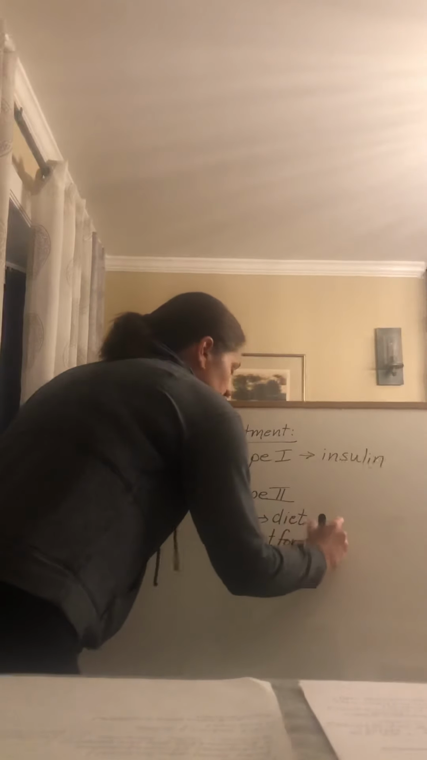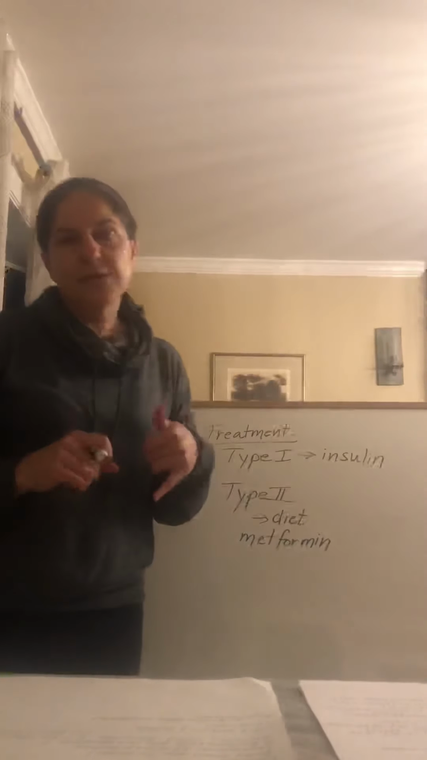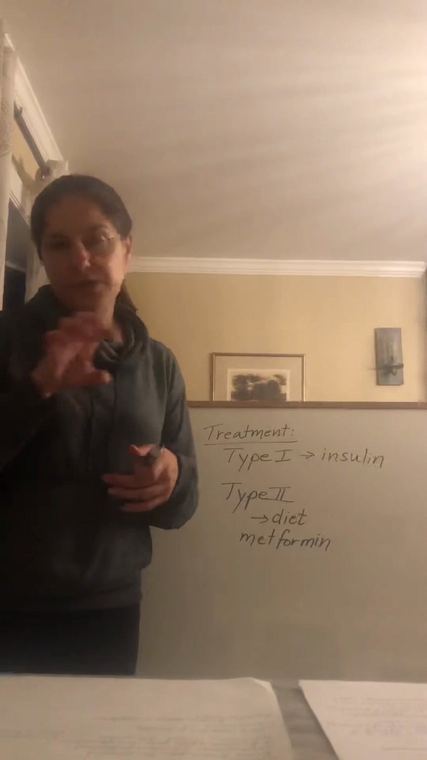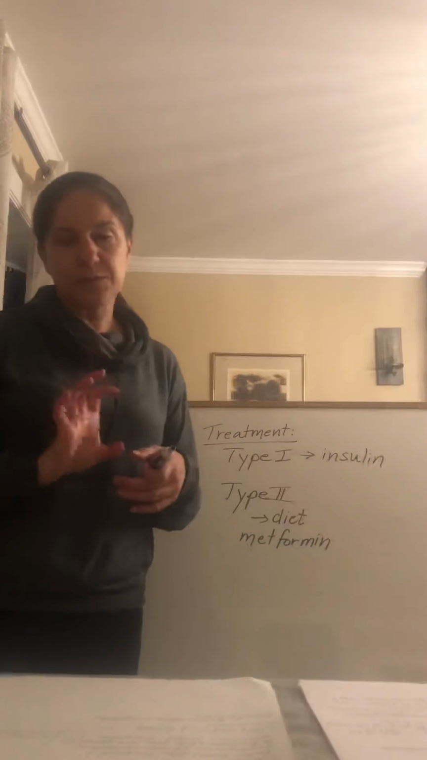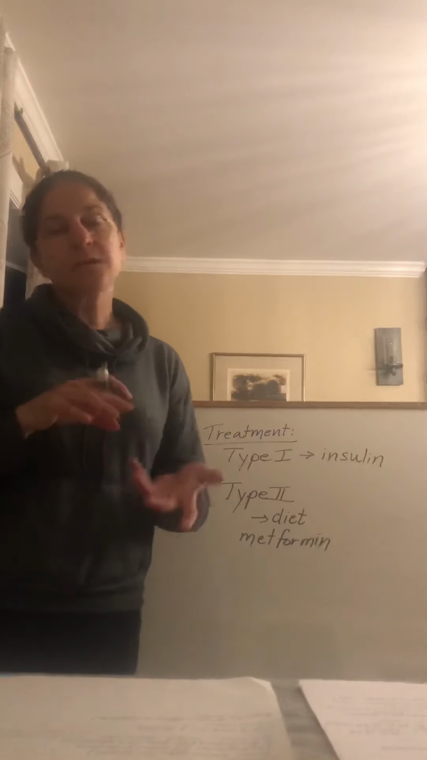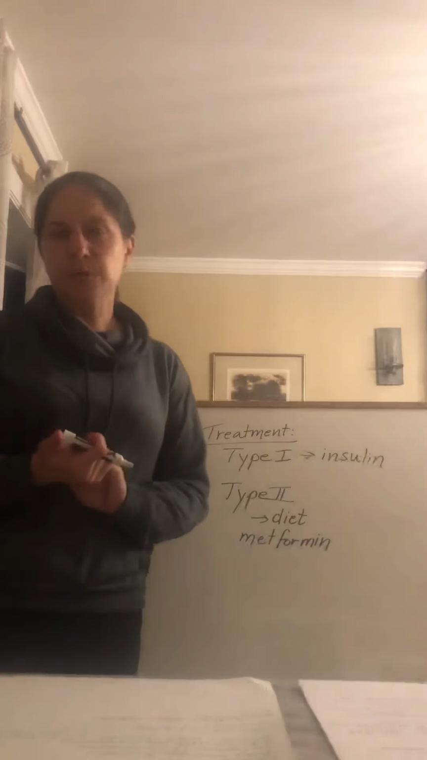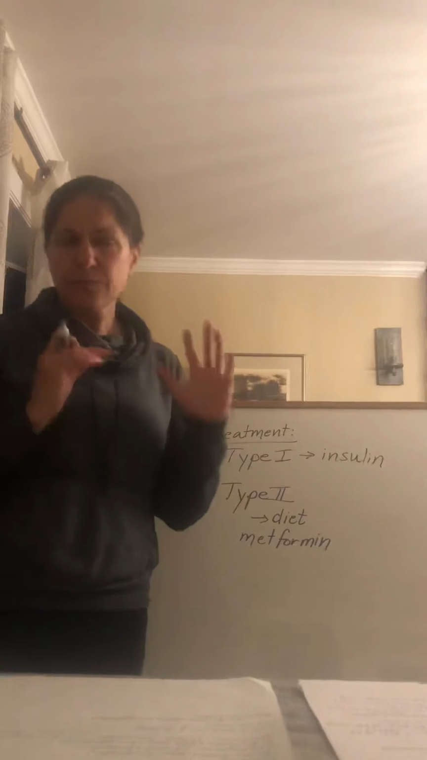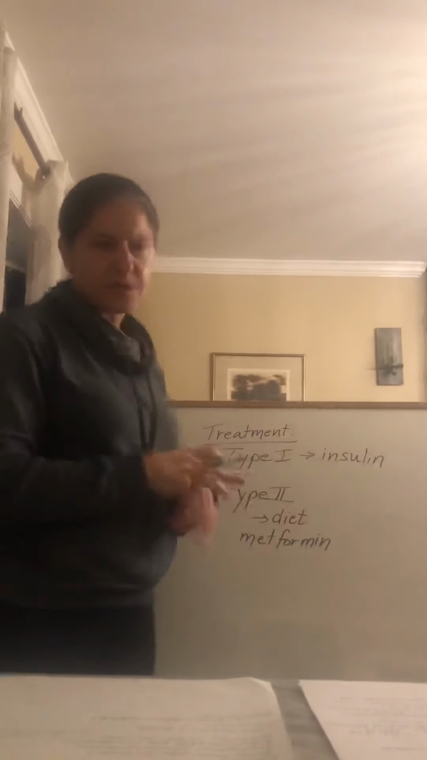Then you have drugs like metformin. Metformin acts on your liver to control the production of glucose on the front end. It controls a process called gluconeogenesis. It inhibits that process. It also disrupts the absorption of glucose. So that's a second option for some people.